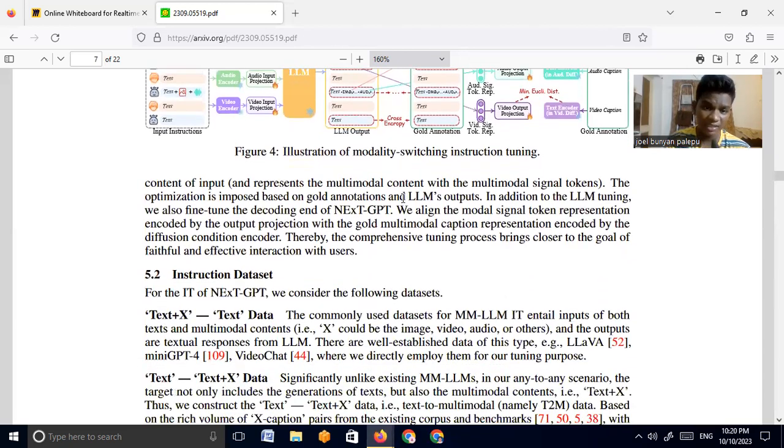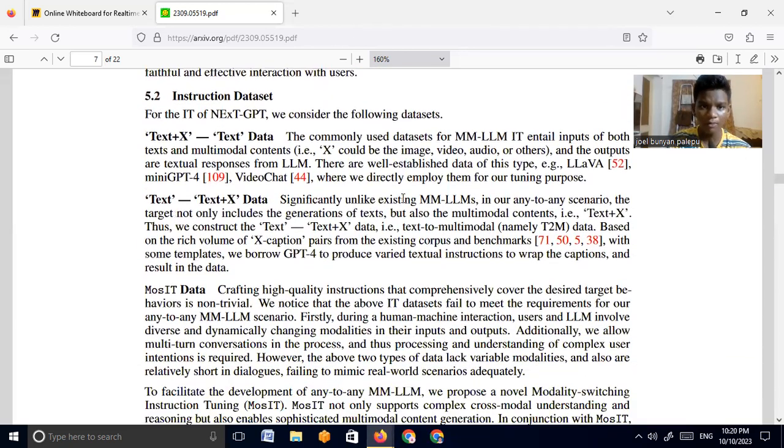Right, and then the instruction data set, nothing new here. So how do we have the data? We have text plus X data, which is the text captions, and let's say images separately, video separately, audio separately, like that. And then we have text to multimodal. Yeah, we're going to have X caption pairs. So text and X data, some captions and some image and audio data.